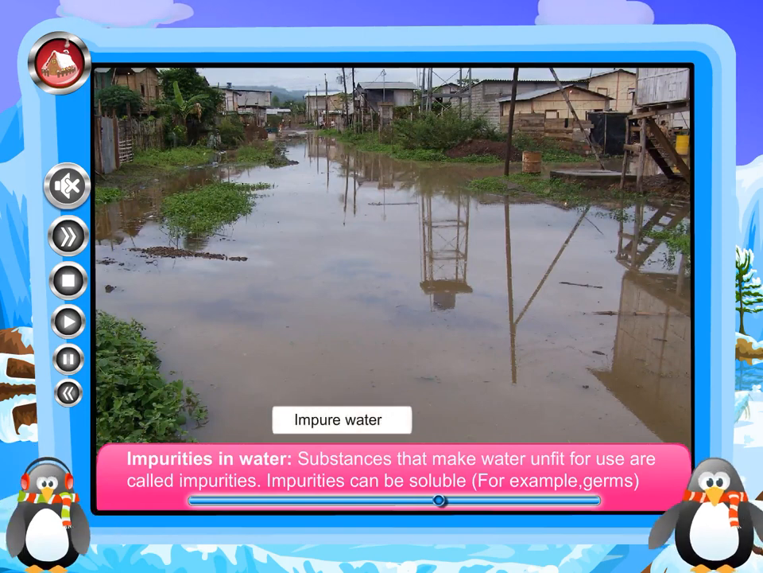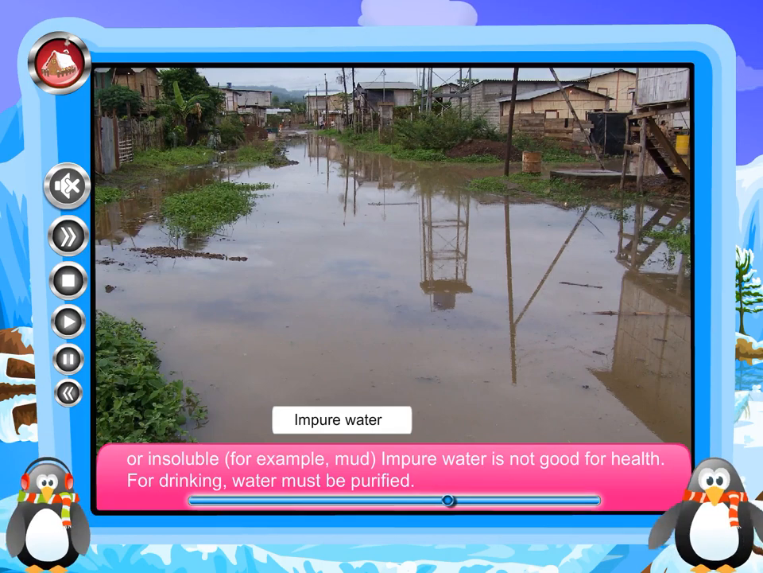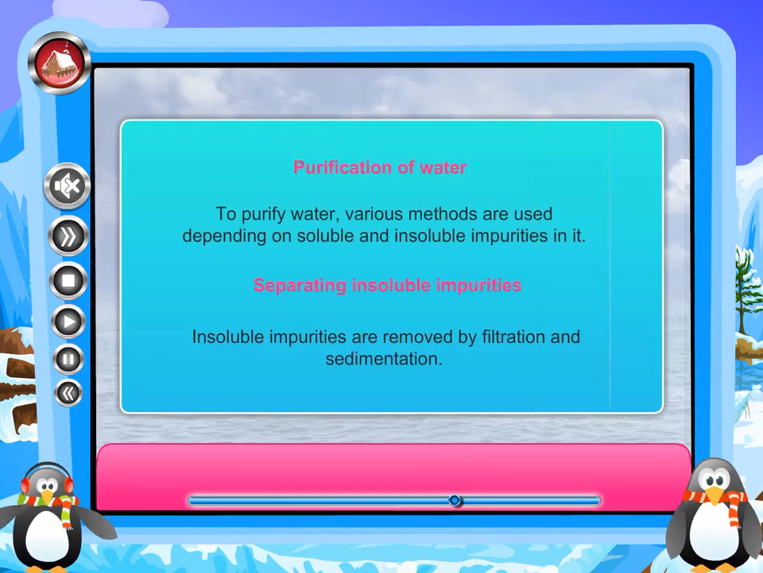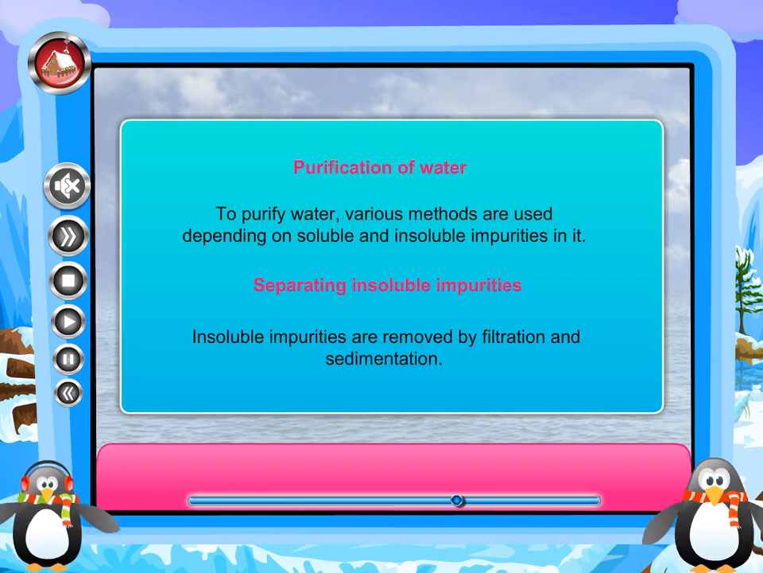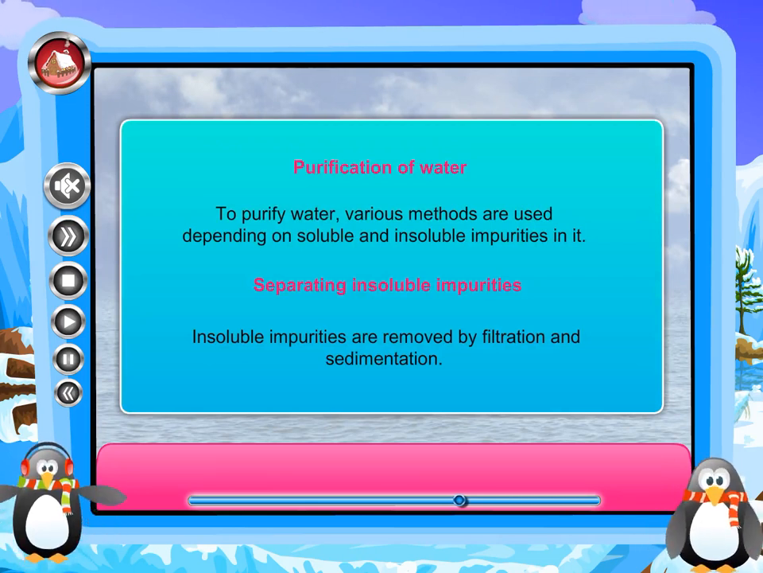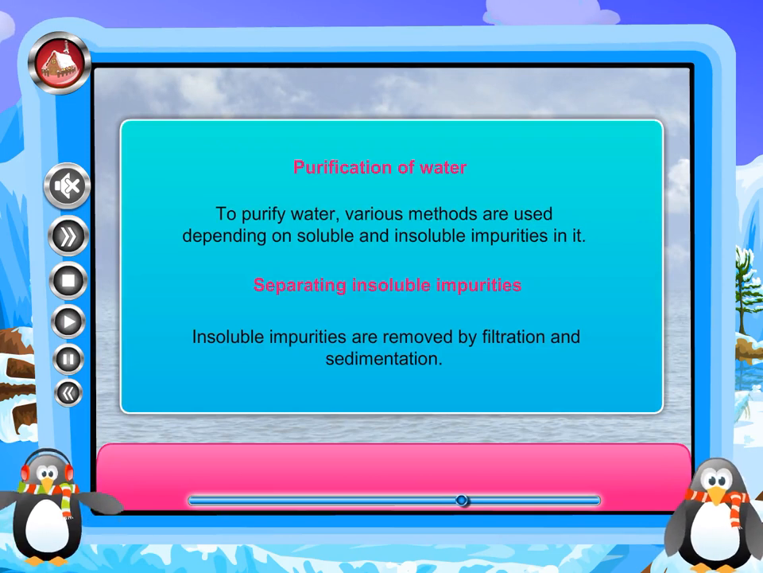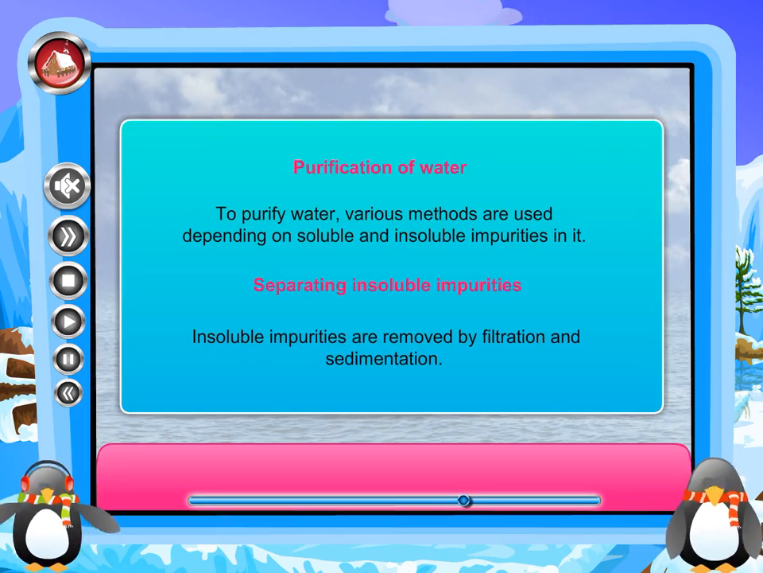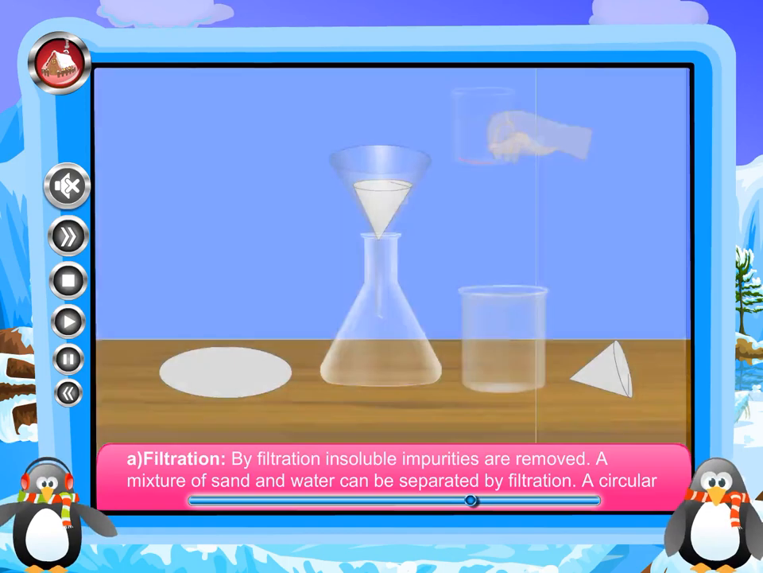Impurities in water. Substances that make water unfit for use are called impurities. Impurities can be soluble, for example, germs, or insoluble, for example, mud. Impure water is not good for health. For drinking, water must be purified. Purification of water. To purify water, various methods are used, depending on soluble and insoluble impurities in it. Separating insoluble impurities. Insoluble impurities are removed by filtration and sedimentation.